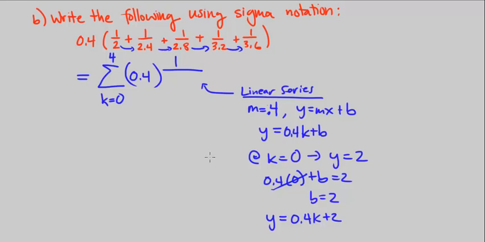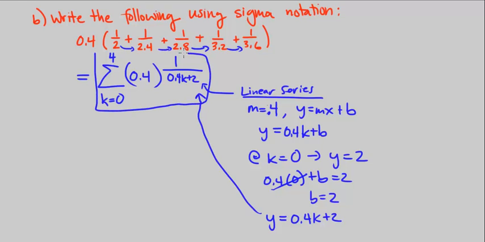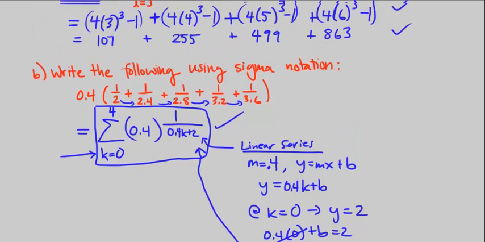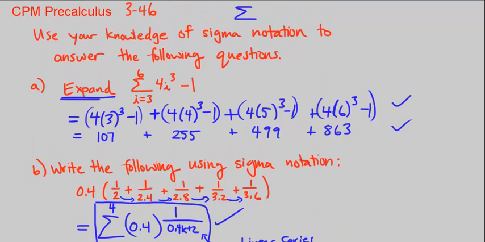I'm just plugging in b is 2. So I plug this back in here, and I write 0.4k plus 2. This right here is my linear series, the whole expression represented using sigma notation. Remember, there will be an infinite number of solutions because you can start at whatever number you want. In fact, there will be different expressions that you could probably find to represent this as well. So that's going to end for us CPM Precalculus Chapter 3, number 46.